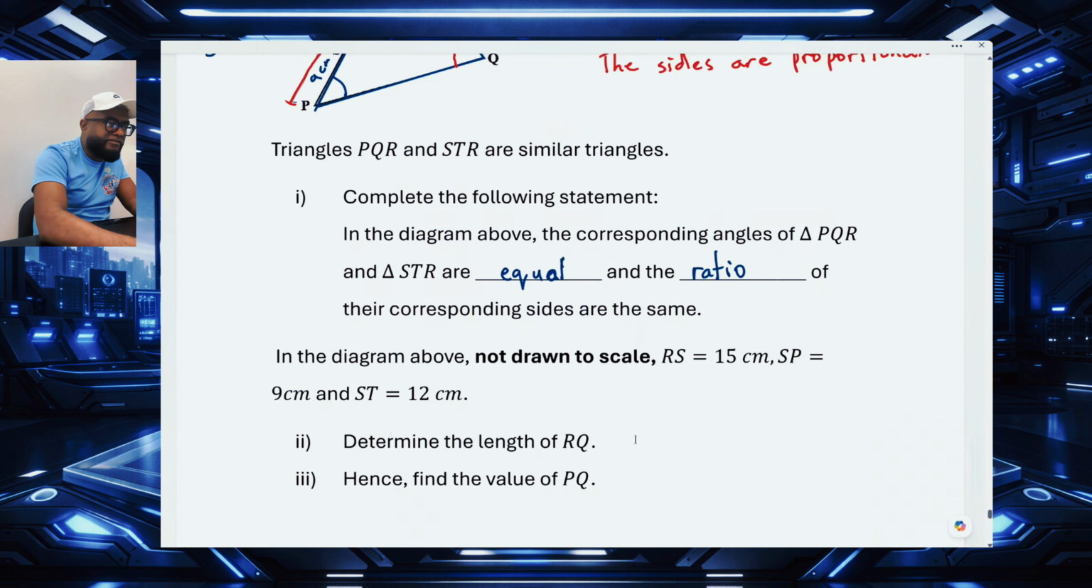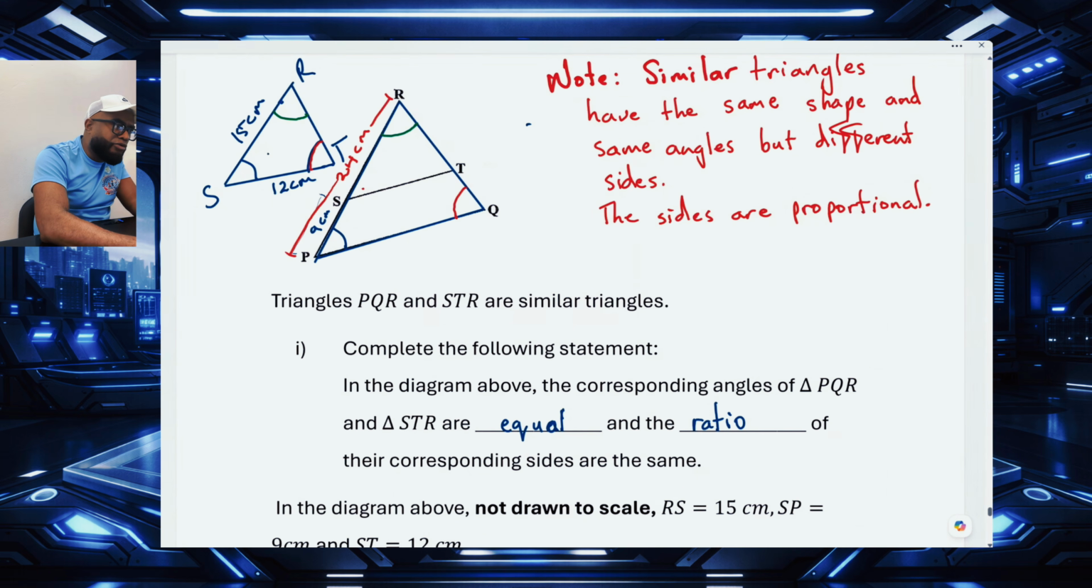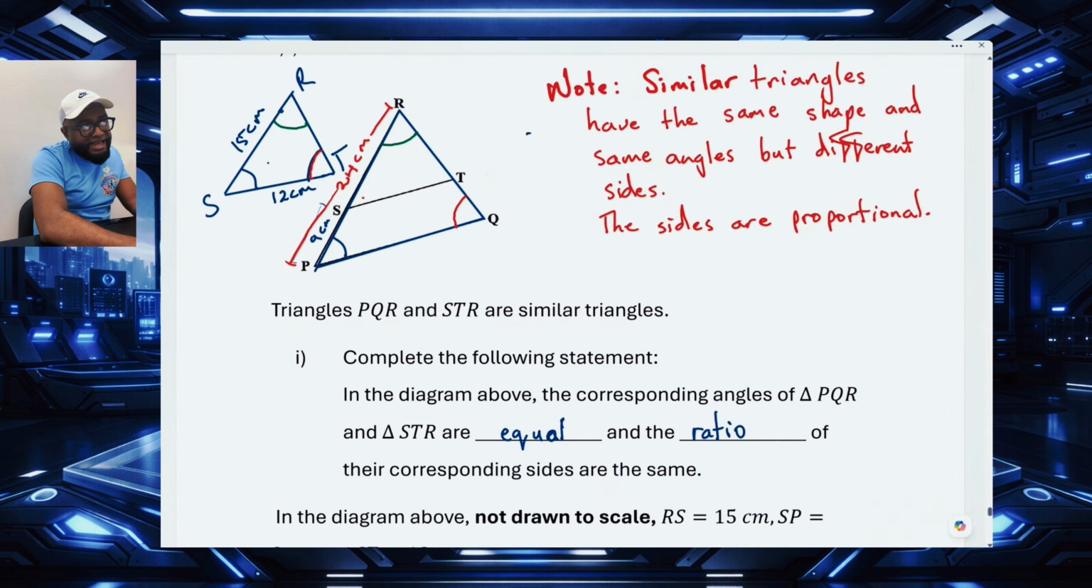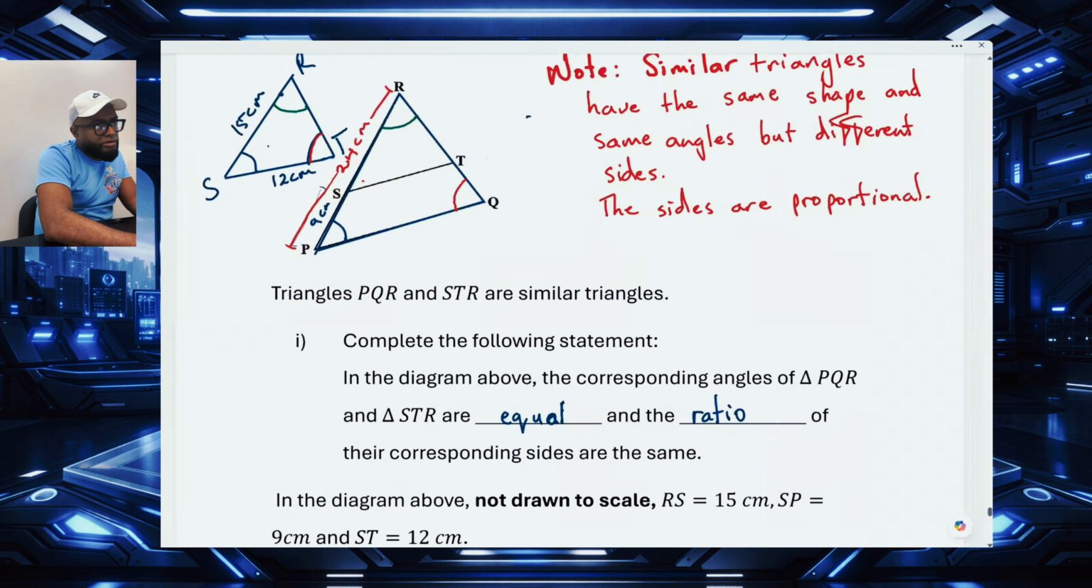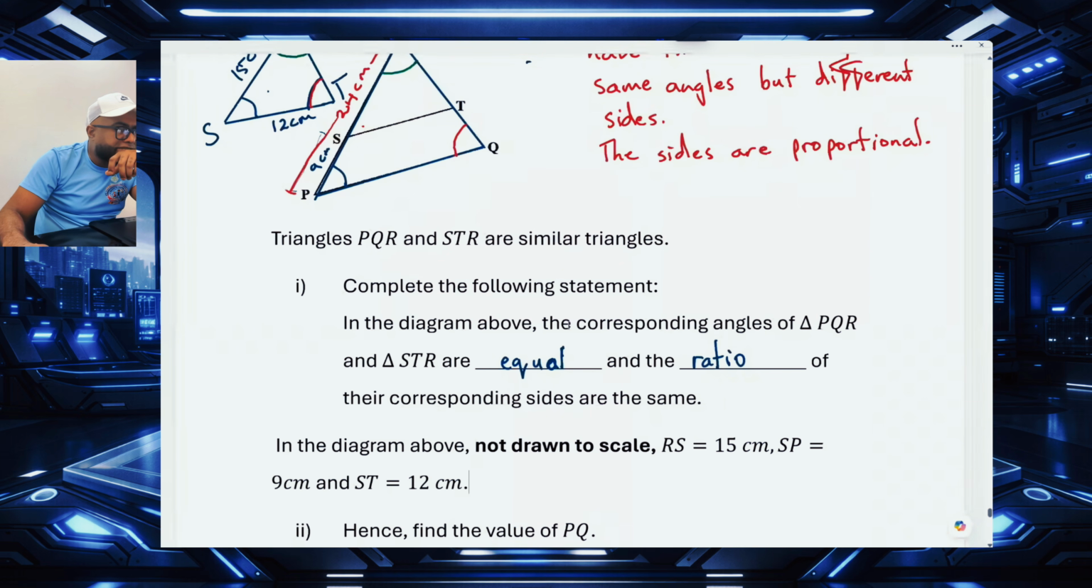What they ask us: determine the length of RQ. Where's RQ? R to Q. Oh, that's the next side. On that side, R to Q. So we had to find QT and then RT and then add those two. So that was a misprint, right? It's only PQ they need you to find.